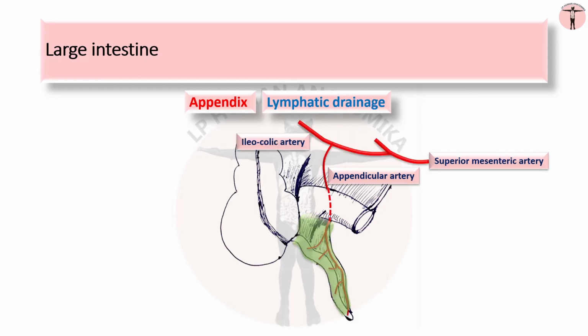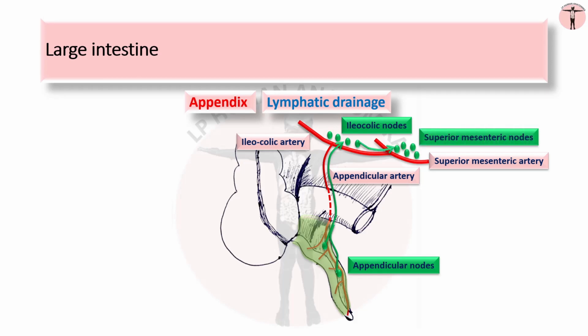The lymphatic drainage. The lymph vessels drain into one or two appendicular nodes lying in the mesoappendix and then eventually into the ileocolic and superior mesenteric nodes.